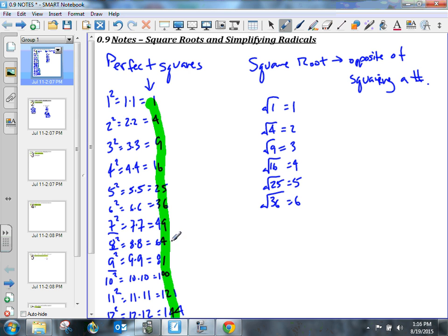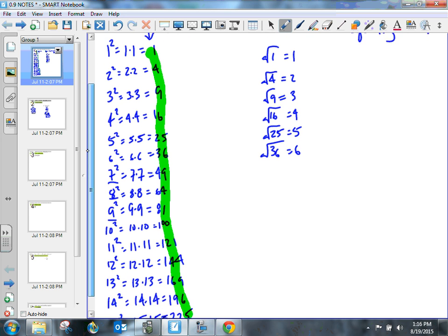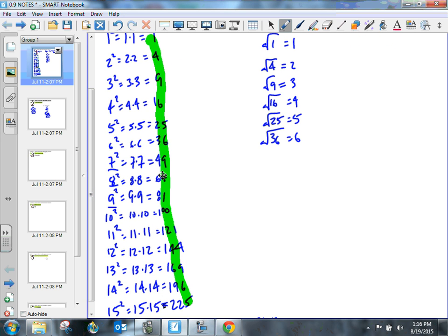So these numbers here, guys: 1, 4, 9, 16, 25, 36, 49, 64, 81, 100, 121, 144, 169, 196, 225. These are numbers that we need to identify as perfect squares and use them when we are simplifying radicals.